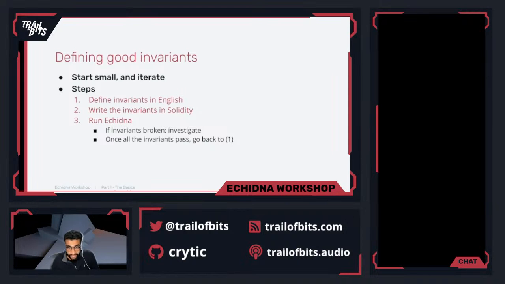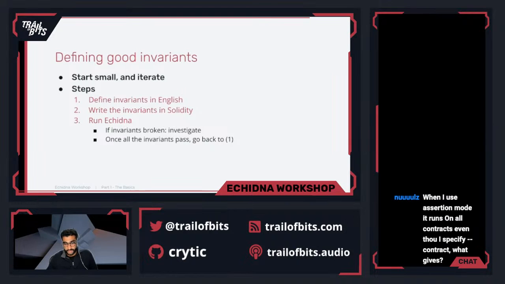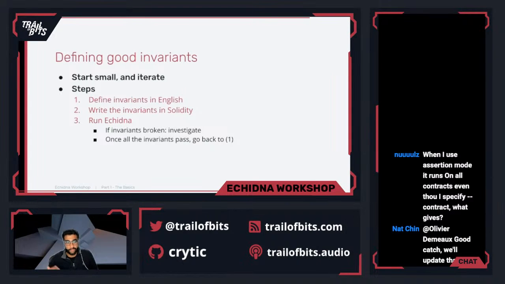And then once you have the invariants in Solidity, you run Echidna. And if the invariants break, you investigate, you go back and you fix it. That's sort of what we did in exercise 1. We found the transfer bug, we fixed it. And then once we made the invariant pass, we went back to step 1 and we checked access controls. And access controls failed, so we can fix that as well. And that's sort of the iterative process you have to take when you work with Echidna.